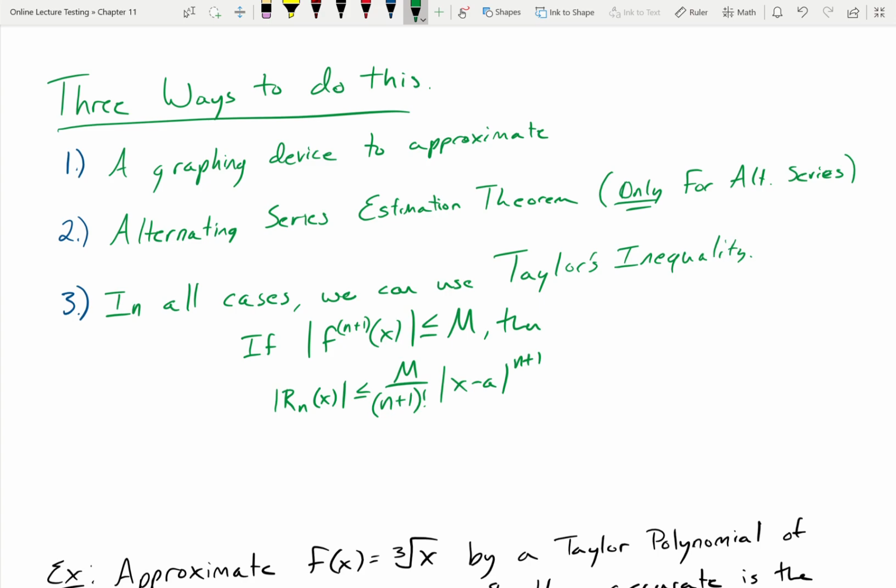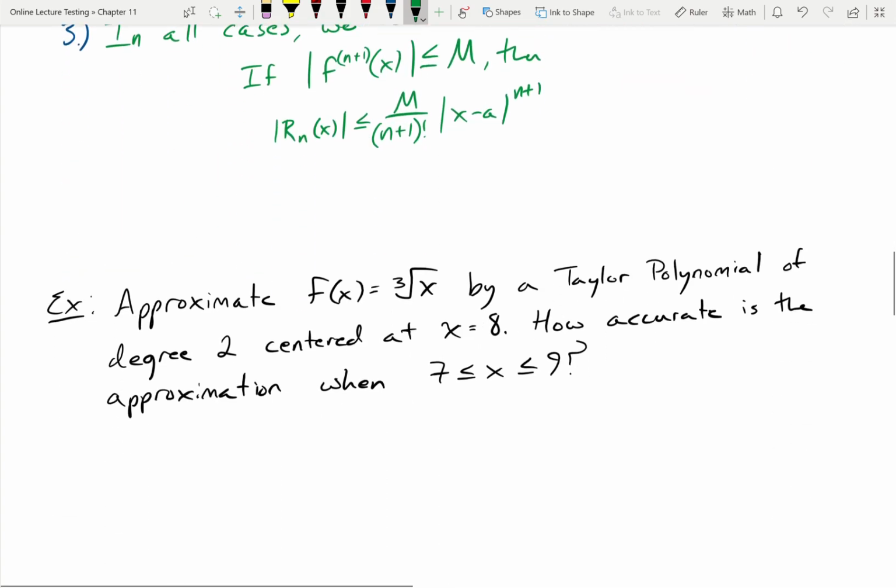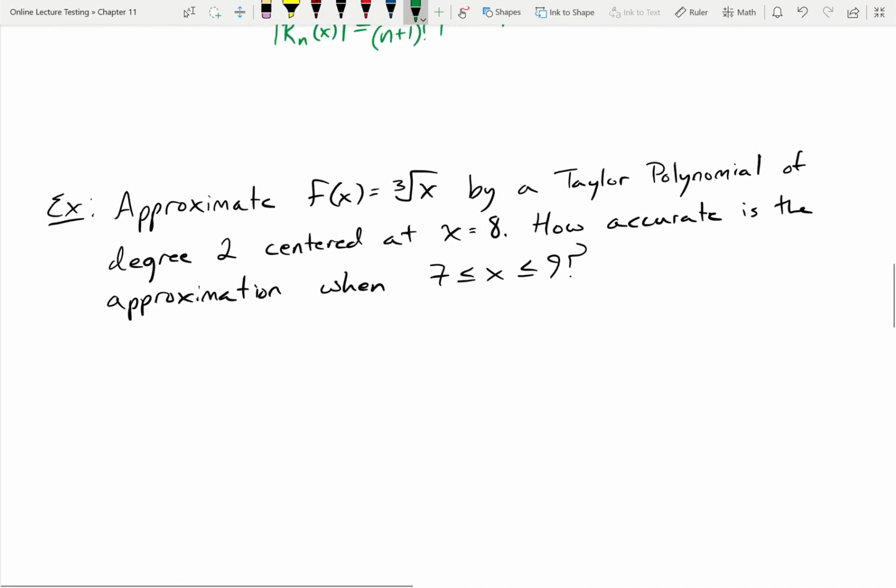Now we used Taylor's inequality to prove that the exponential and sine both had a power series representation. In fact, we proved it for all values of x. Here we're going to use it to say, well, how accurate are we? We can actually calculate the largest error that we would have on a particular interval, which is really cool. So let's apply that to this guy.